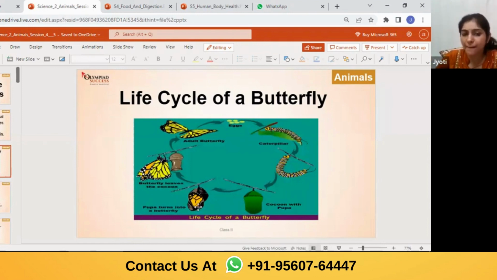Now what happens when it turns into a complete pupa? It comes out of the cocoon and leaves the cocoon. Then when it comes out, it grows into a complete butterfly. So the butterfly leaves the cocoon. Now it will become an adult butterfly. When it becomes an adult butterfly, it will again lay eggs, again caterpillar, again it will form cocoon, again pupa, again adult. So what is happening? It is a complete cycle. Now you understood how it is a complete cycle.